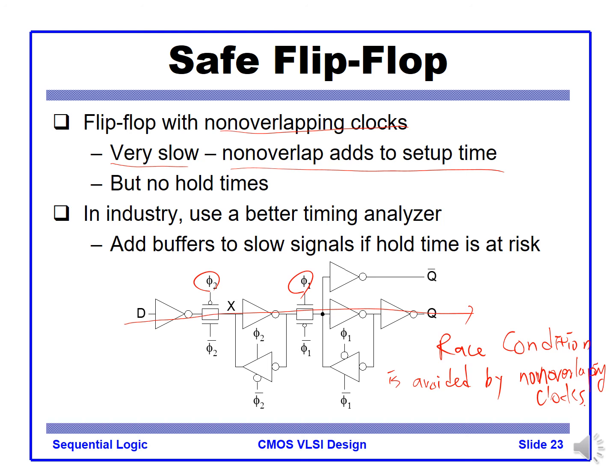But because of this timing burden and hardware complexity, most of the industry uses a better timing analyzer, meaning the CAD tool will handle this kind of skew, hold time and setup time risk. Typically, the CAD tool adds more buffers to increase the minimum delay of the combination logic, making it slower if it is too fast, so hold time is guaranteed.